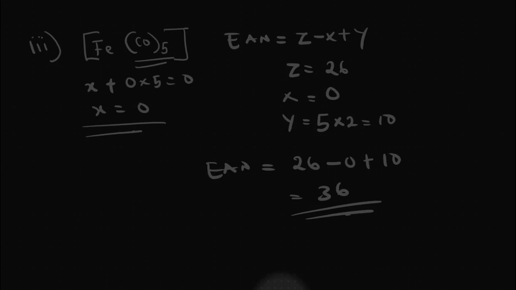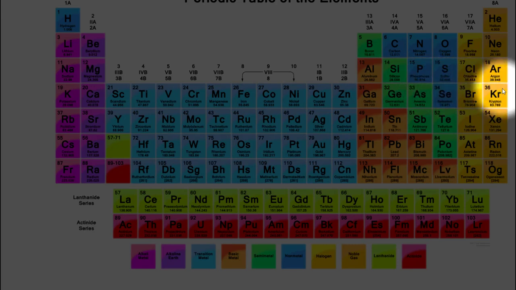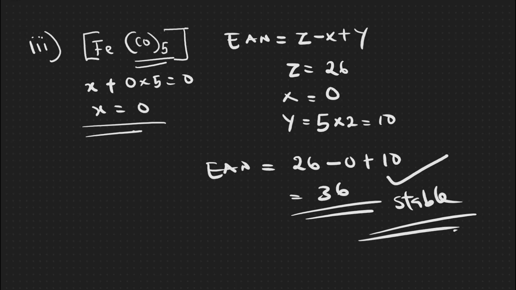So let's check the periodic table. Do we have any noble gas that has 36 as its atomic number and is in the same period with this central metal iron? As we can see, iron is in period 4, number 26. After the calculation of the effective atomic number, we got 36, which is krypton, a noble gas. That means this complex will be stable and it obeys the effective atomic number rule. So we say stable. That's all for the question.